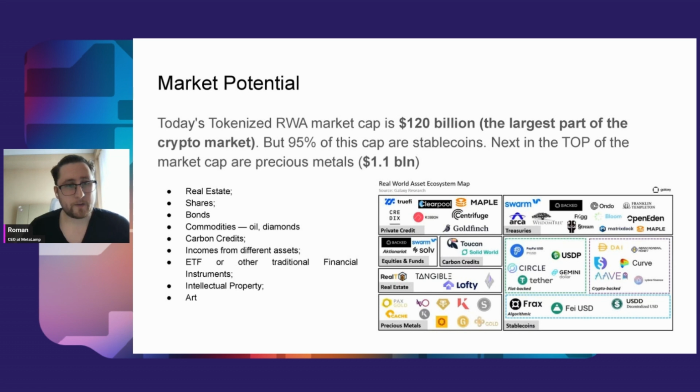And you can find other things that could be tokenized, and they are being tokenized right now. So it's real estate, shares, bonds, some commodities like oil, diamonds, as I told. Of course, art, of course, intellectual property. So these things could be tokenized, and there are plenty of projects that are trying to work with these assets and tokenizing them.